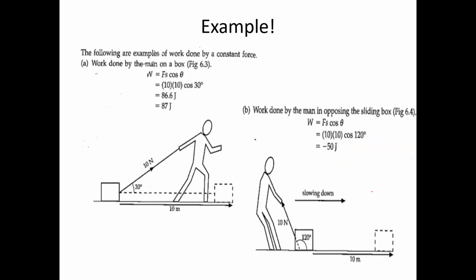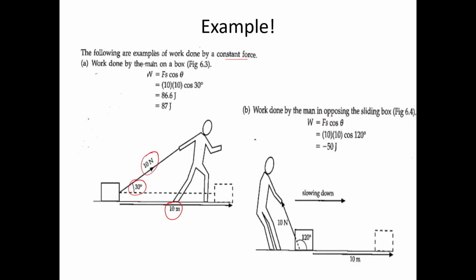Okay, these are few examples, so let's see them quickly. So question says the following are examples of work done by a constant force. Work done by the man on the box is being shown, right? So this is a person which is applying a force of 10 Newton at an angle of 30 degree and is covering a distance of 10 meter. So question says what is the work done by the man on the box?